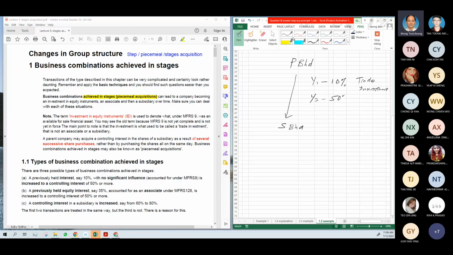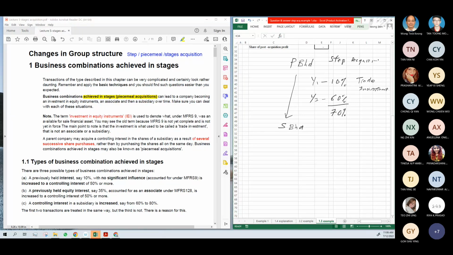We'll change it to some other figure: you buy another 60%. So now you have 70%. This is piecemeal. First piece is 10%, second piece is 60%. Or step: first step 10%, second step another 60%, or 70. Or stages. All these 3 have the same meaning. So our standard style, you call this step acquisition, step by step. First step 10%, second step 60, now you have 70.